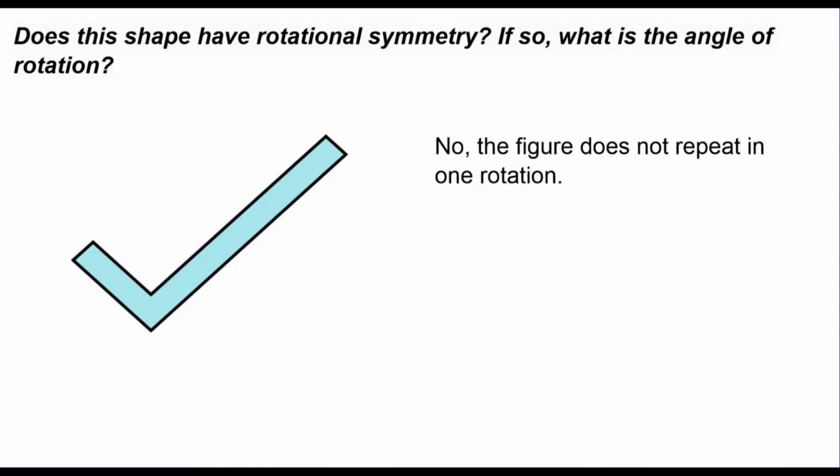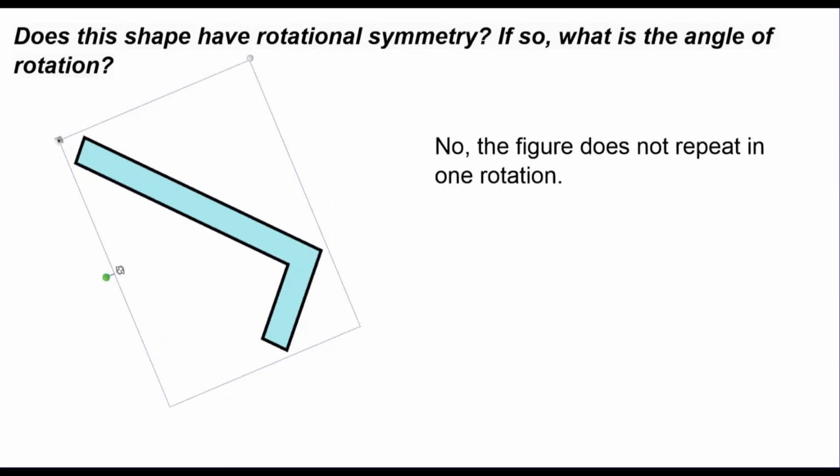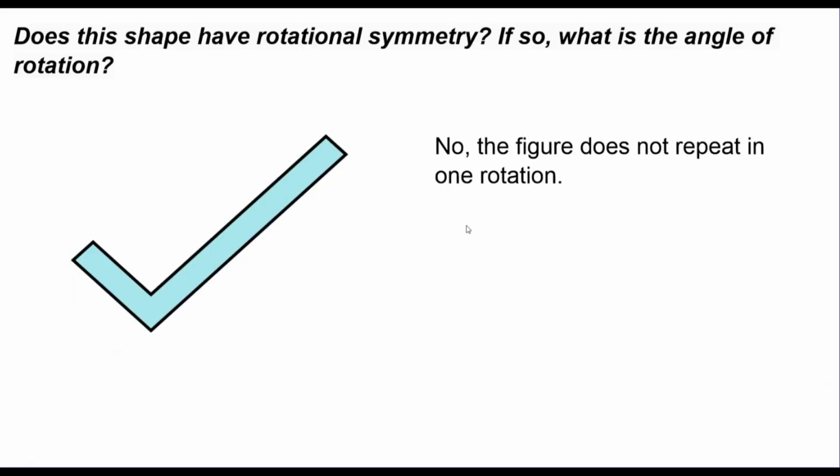Does this shape have rotational symmetry? If so, what is the angle of rotation? Well, if we rotate this shape one full turn, you'll notice it never looks like the original check mark. So this does not have rotational symmetry. So that's rotational symmetry and rotating figures as a transformation on the coordinate plane.